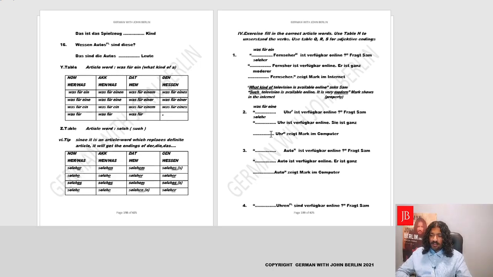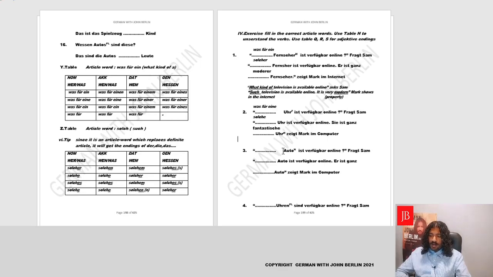She is a very, what would you like to say? You could describe the watch. She is a very, you could say, fantastisch. Yes, very fantastic watch. Sie ist ganz fantastische Uhr. Yeah, okay. All right. Zeigt Mark im Computer. Shows Mark in the computer.